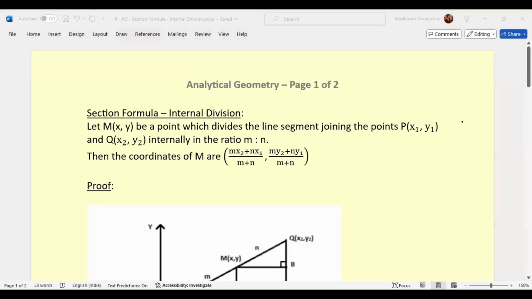In continuation to our analytical geometry topic, here we will understand the section formula for an internal division. Let M(x, y) be a point which divides the line segment joining the points P(x1, y1) and Q(x2, y2) internally in the ratio m:n. Then the coordinates of M are (mx2 + nx1)/(m + n), (my2 + ny1)/(m + n). We'll prove this particular formula.